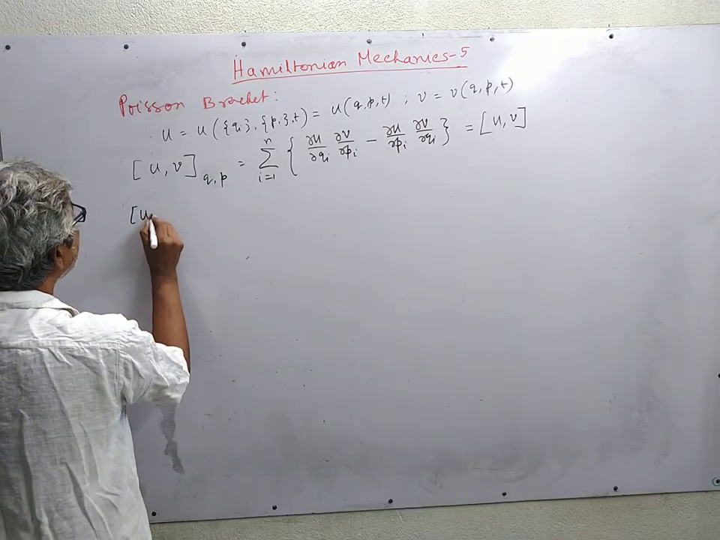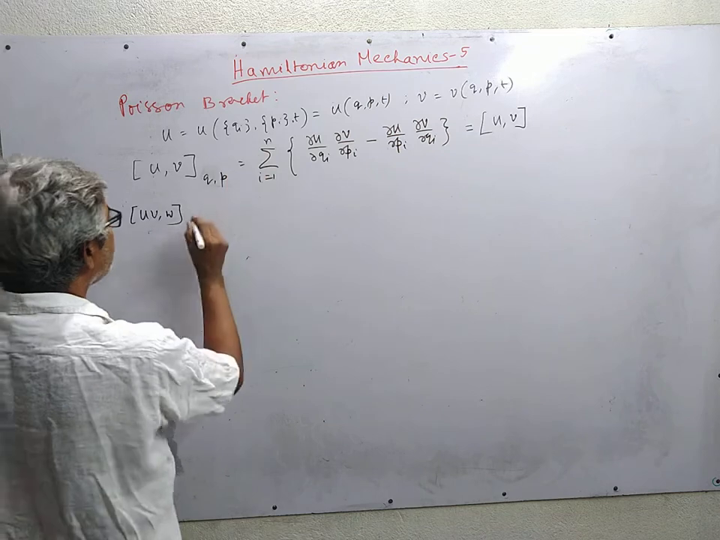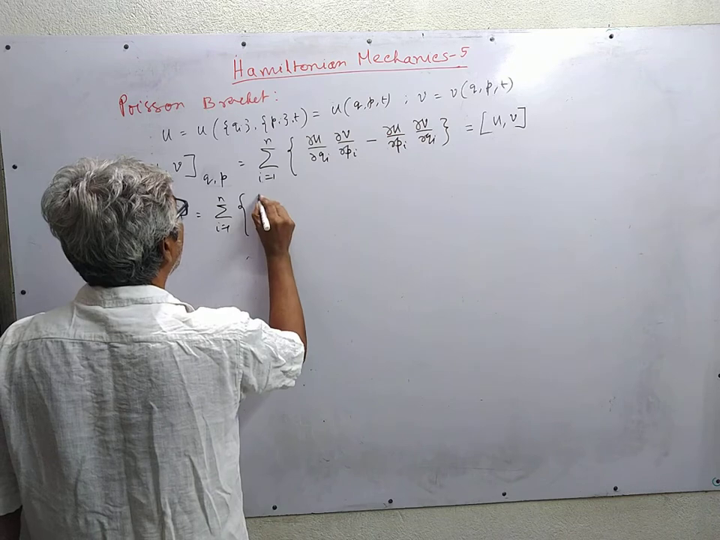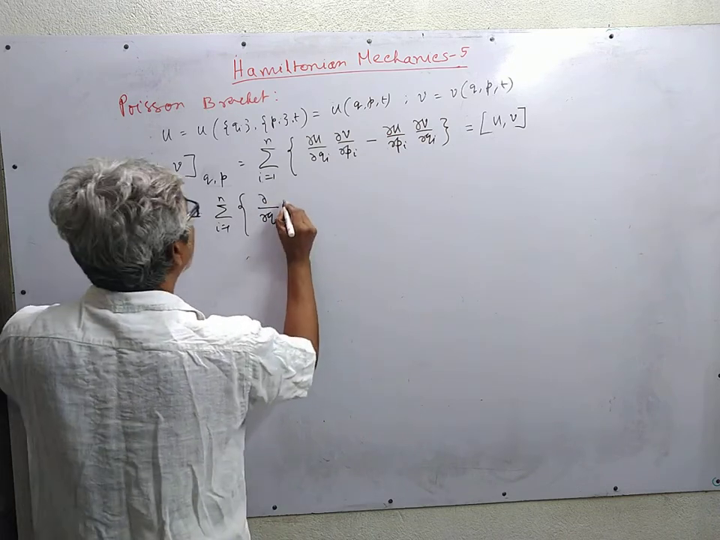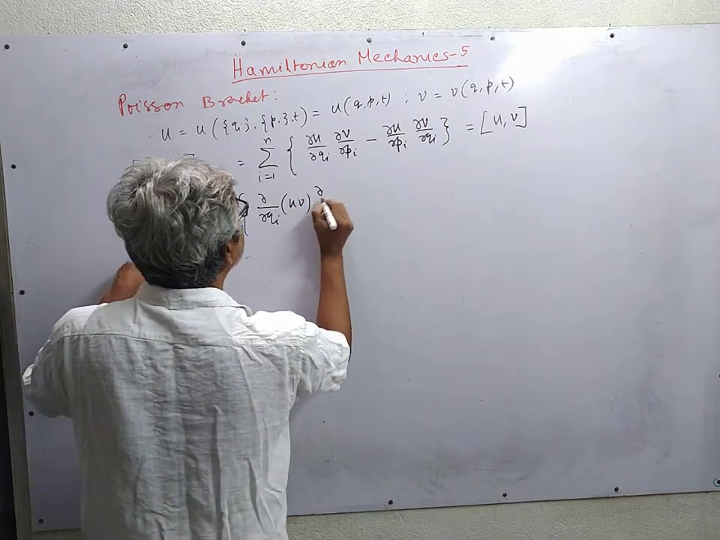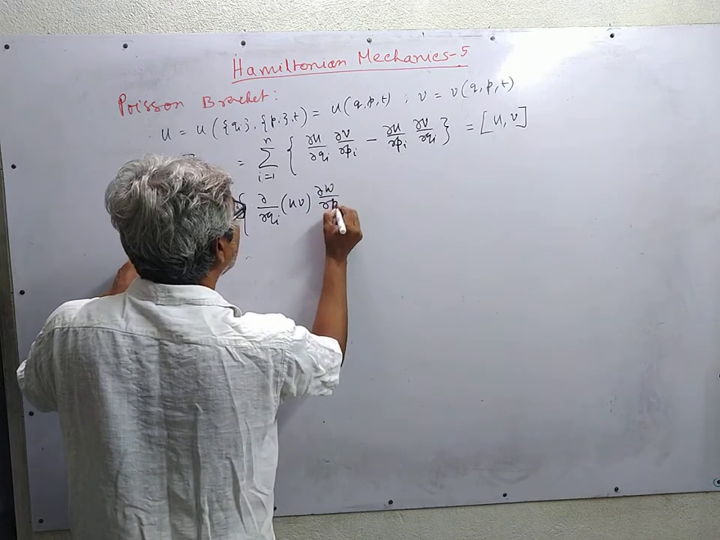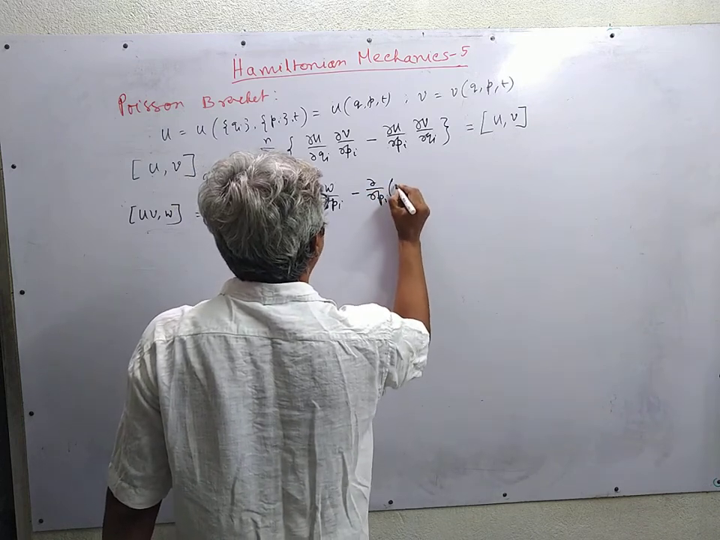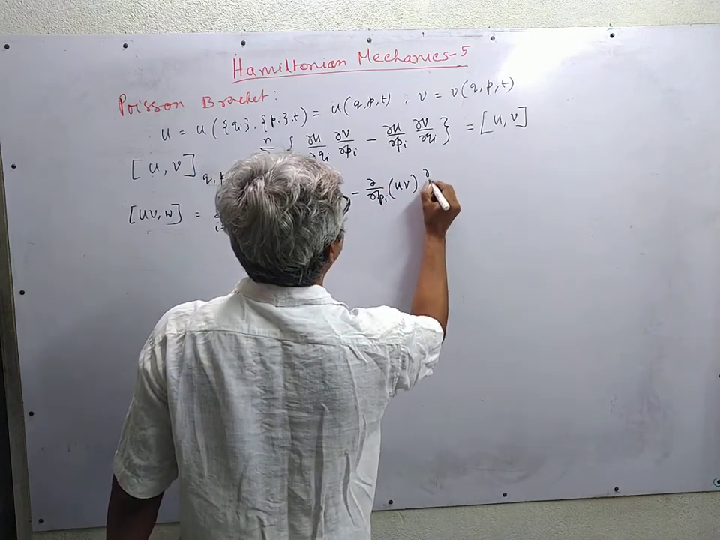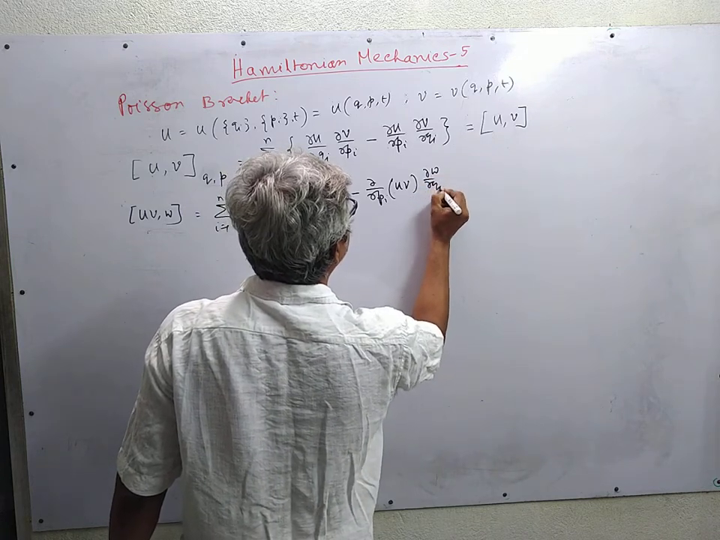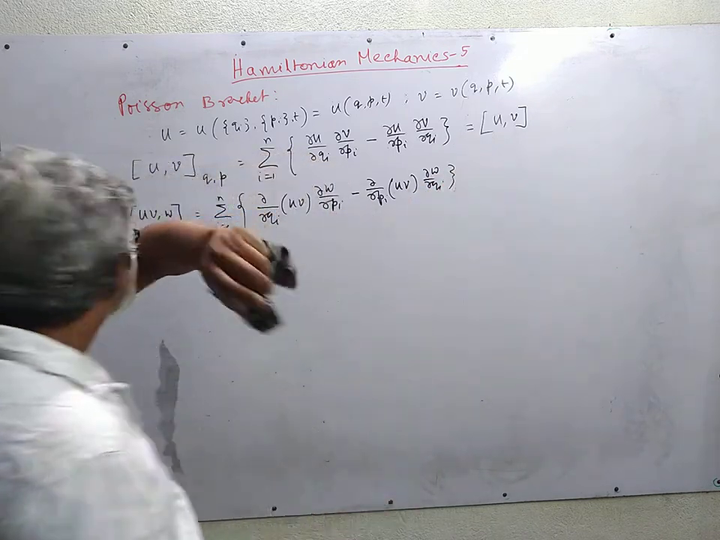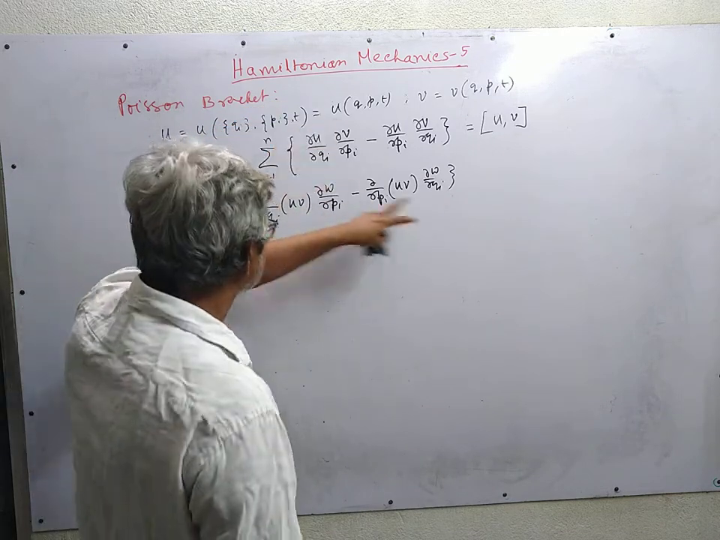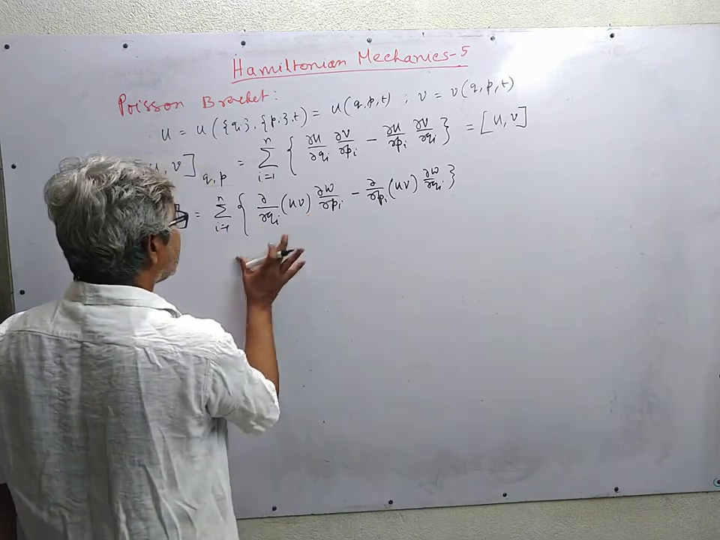So, [U][V]W, as per this definition, is summation over i equal to 1 to n of del Qi operating on UV, del W del Pi, minus del Pi operating on UV, del W del Qi. This is the basic definition, where U has been replaced by UV and V by W. Now we will break this into two terms.